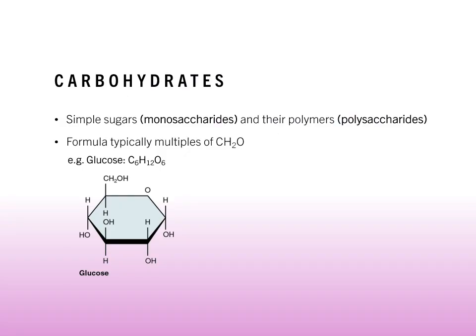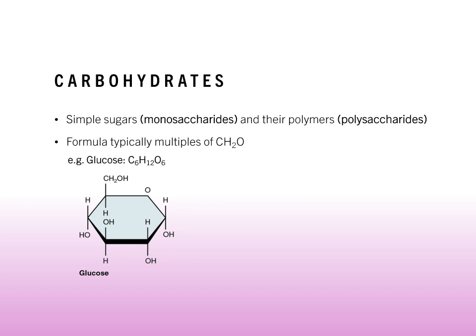Carbohydrate is a broad class of molecules that includes simple sugars that we refer to as monosaccharides, and the polymers that we can build from them, termed polysaccharides. The molecular formula of monosaccharides is typically a multiple of CH2O. So for every carbon, we have the same number of oxygens and twice as many hydrogens. The most common monosaccharide that you'll see in biology is glucose, C6H12O6.